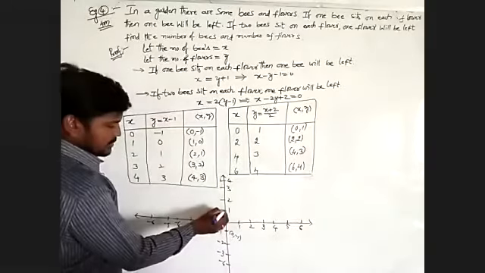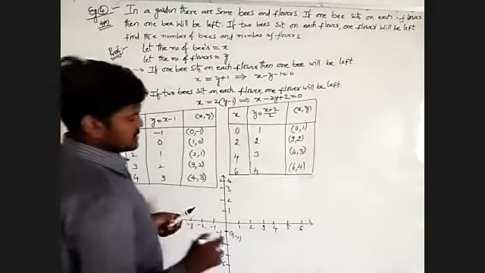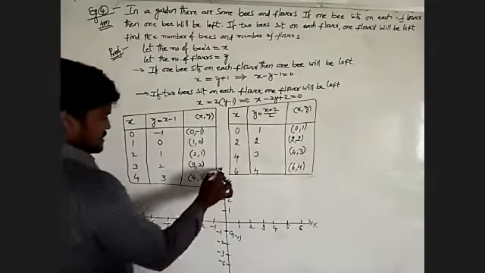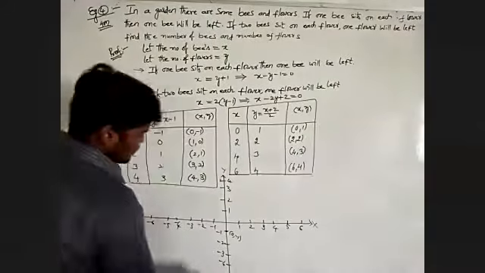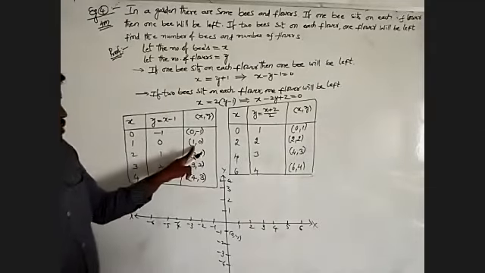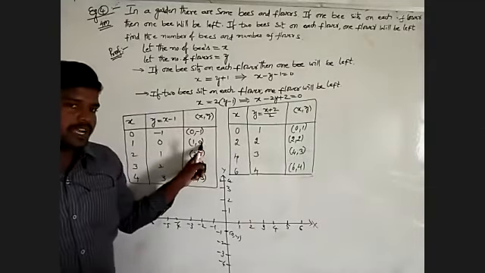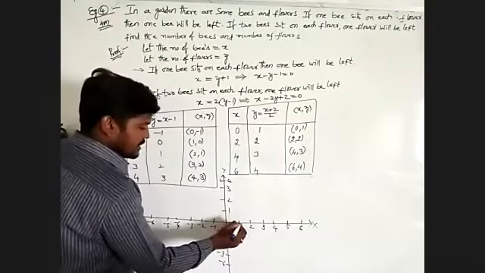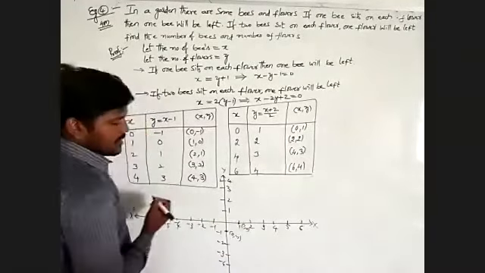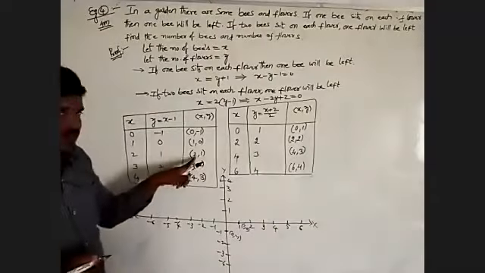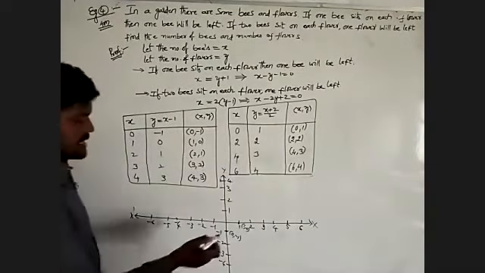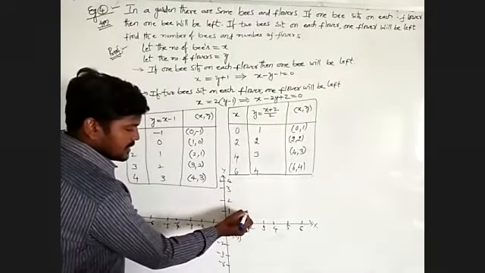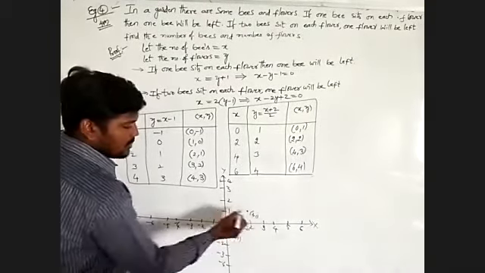This is x, this is x dash, this is y, this is y dash. We will observe in this second point 1, 0: the y coordinate is 0, which means it lies on the x-axis. This is the point 1, 0. Next one is 2, 1. On the x-axis we take 2, on the y-axis we take 1. That is plotted at 2, 1.